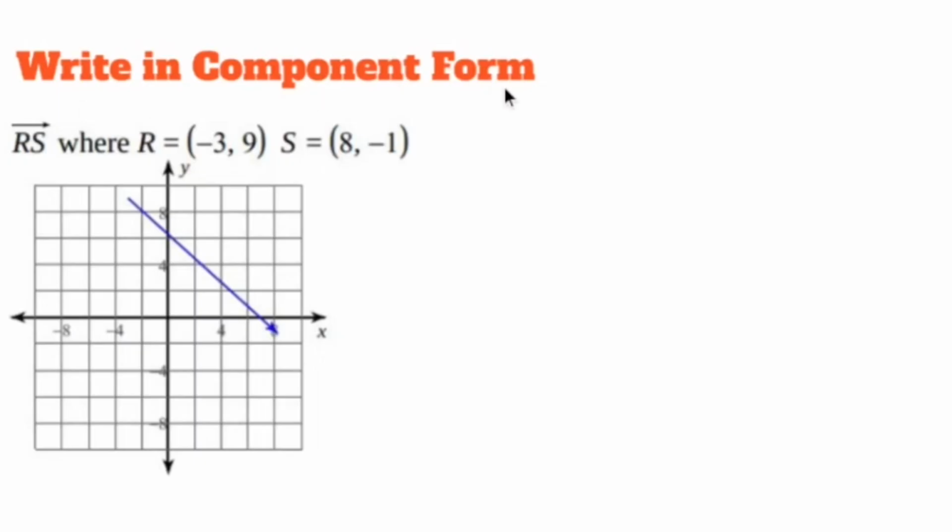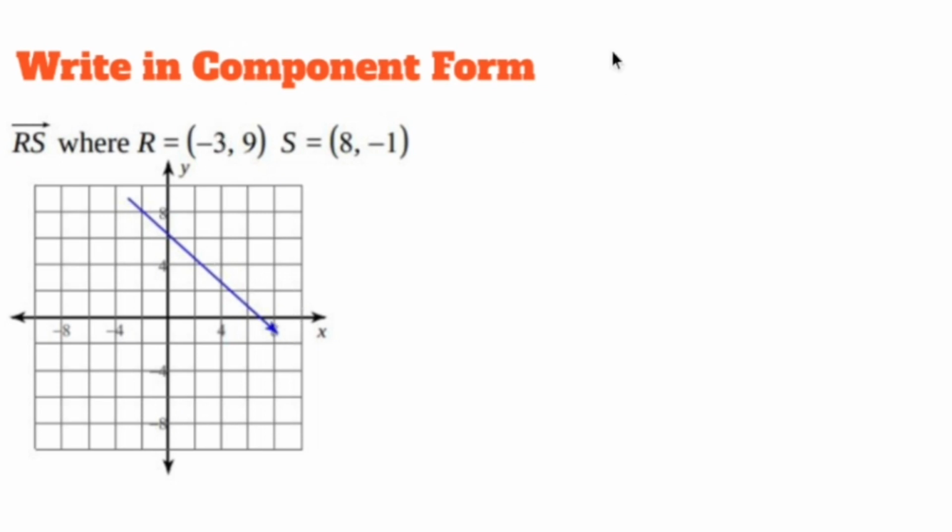Write in component form. This is a vector, like from Minions or Despicable Me or whatever that was. A vector is basically an arrow that's defined by the direction that it's going and how long that arrow is. The length of the arrow is called magnitude.